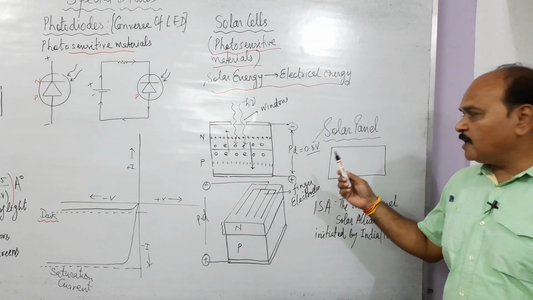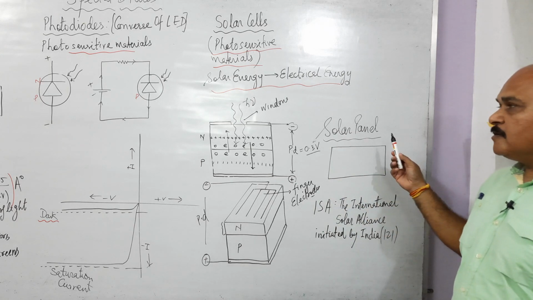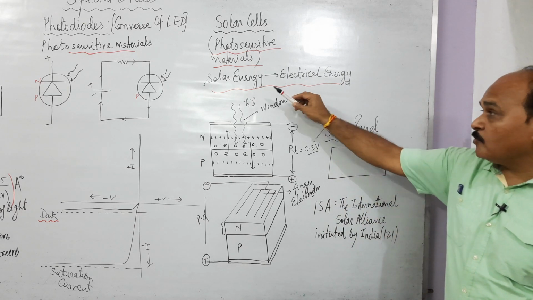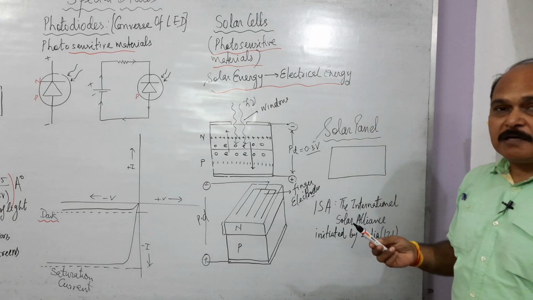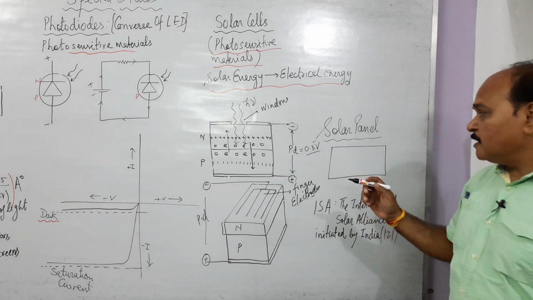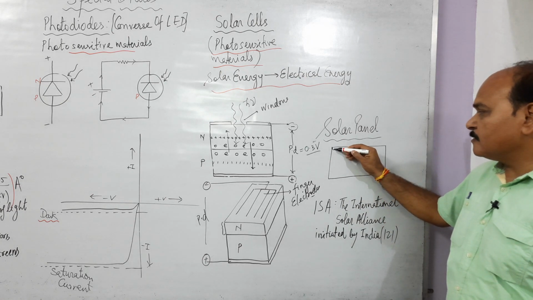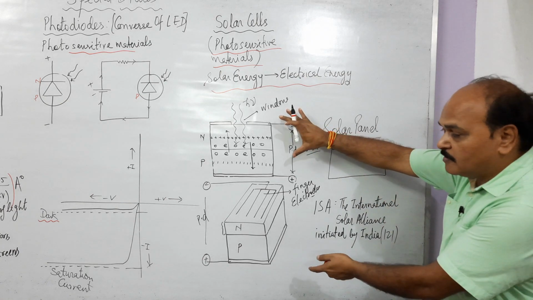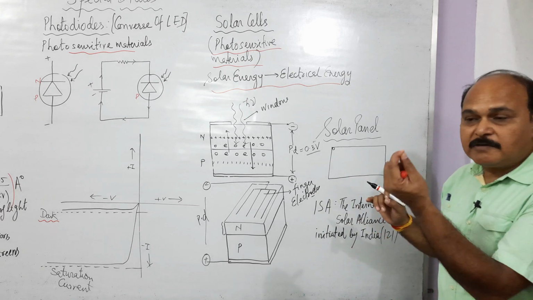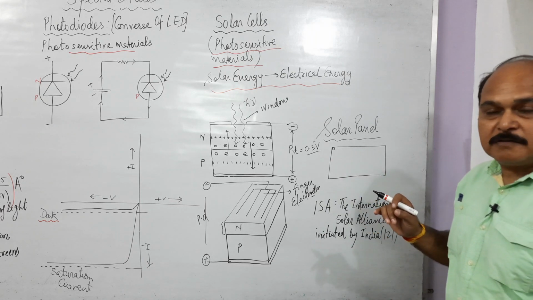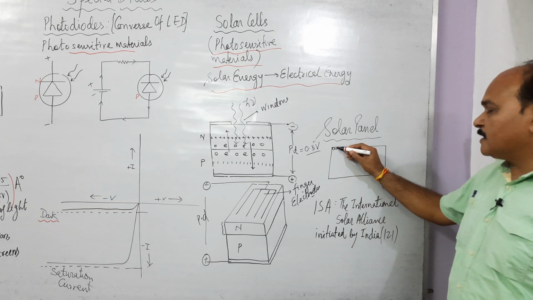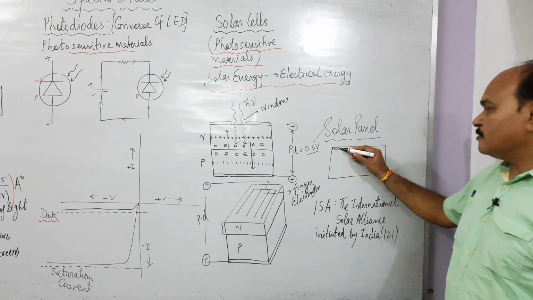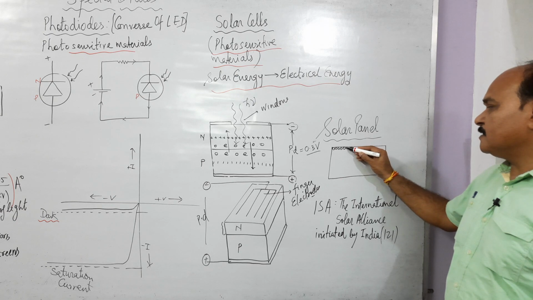Well children, with the help of a solar panel, we convert solar energy into electrical energy. So what is there over a solar panel? Over a solar panel, we have a large number of diodes. These diodes are not as big as you can see here in the diagram. These diagrams are very, very small. These diodes are very, very small. And these diodes are connected in series over this rectangular sheet.